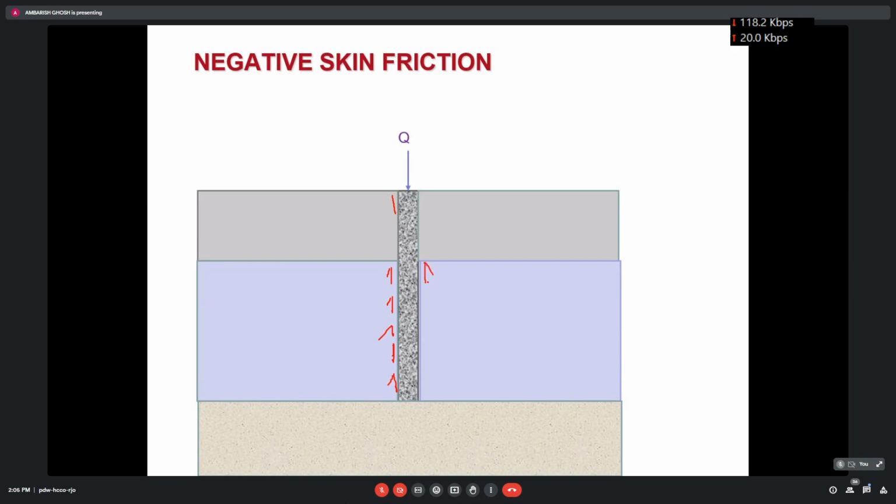Now there is a situation, in case you are constructing a pile, where the top layer of the soil is compressible like this, and it is settling down with respect to the pile. If it is settling down, then what will be the direction of friction on the pile?